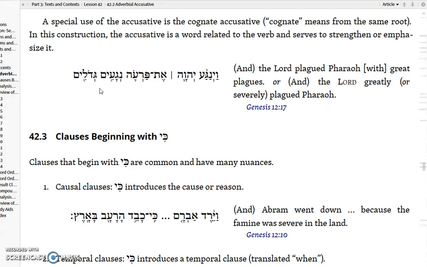You get a lot of this in the Joseph story, and Joseph dreamed a dream. Well, you know, with an expression like that, dreamed a dream, you could just say that Joseph dreamt. But Hebrew likes this cognate accusative thing. It uses it quite a bit.